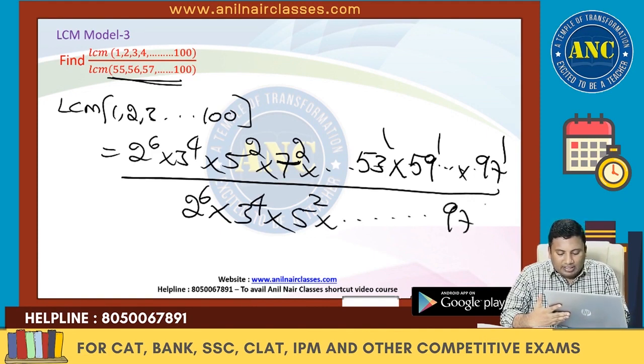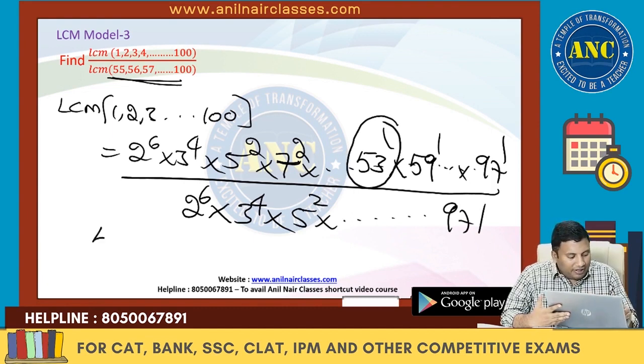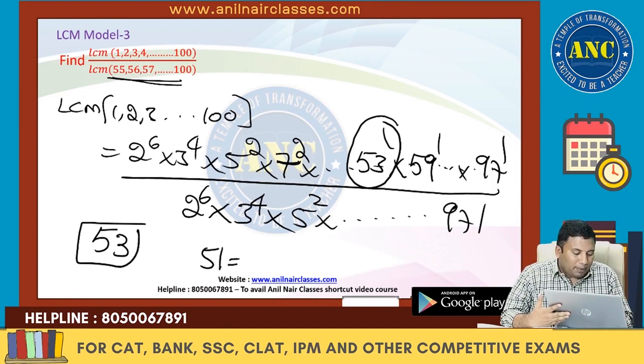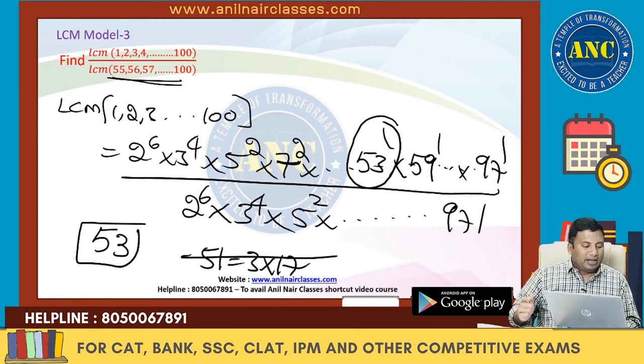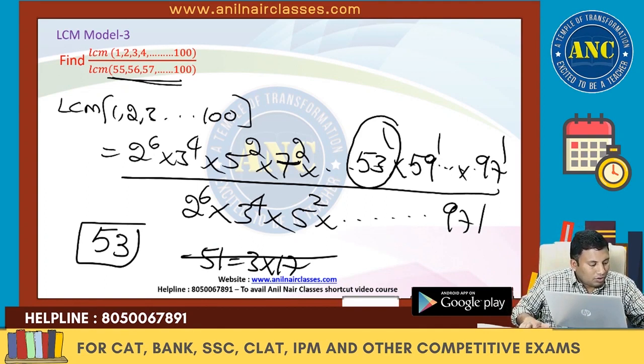Till 97 power 1. What is missing? 53 is missing. 51 is not a prime number. It is a composite number. So it is eliminated. 51 is 3 into 17.